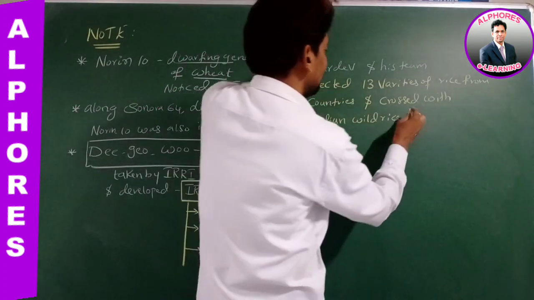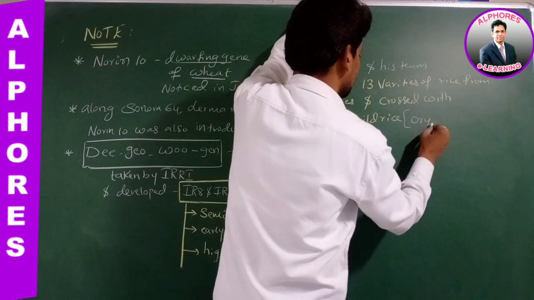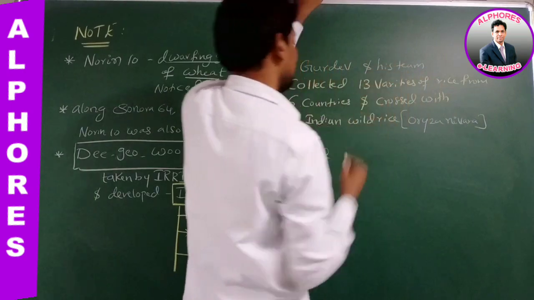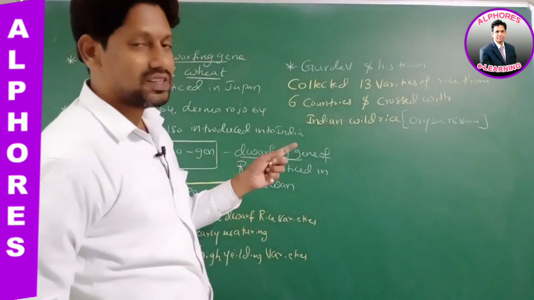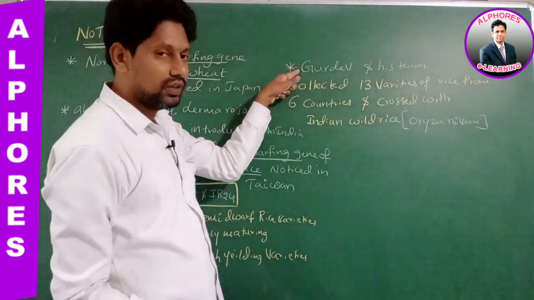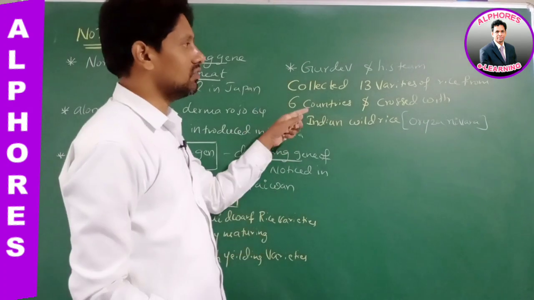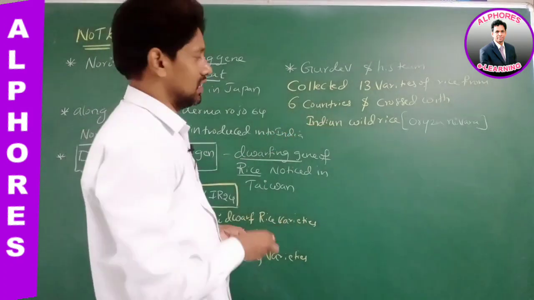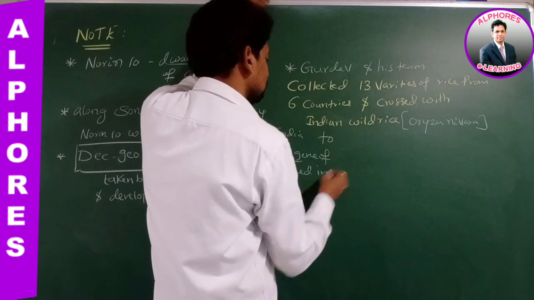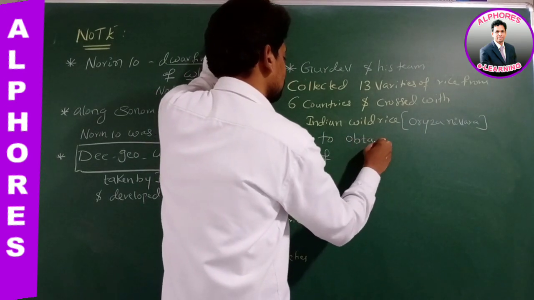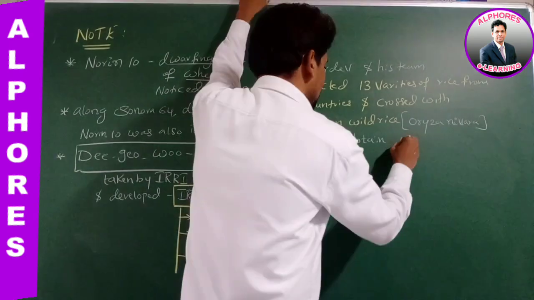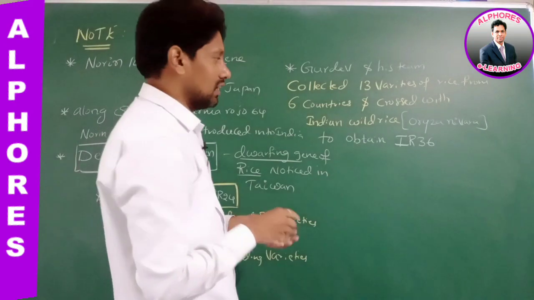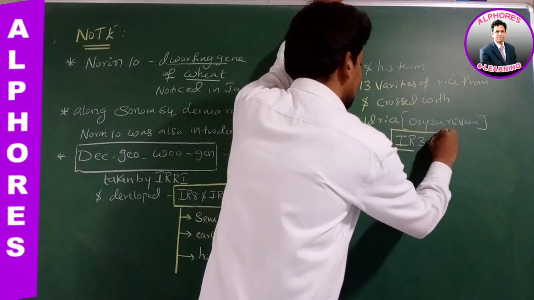What is that Indian wild rice name? Oryza nivara. Therefore, Gurudev and his team collected 13 varieties of rice from 6 countries and crossed with Indian wild rice to obtain IR36. What is the speciality of this IR36?